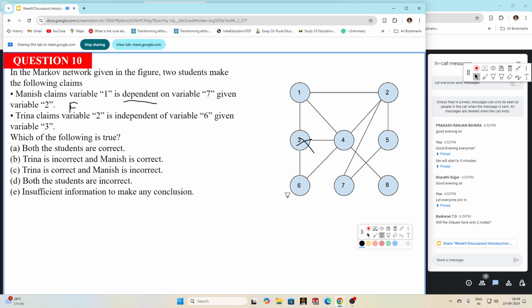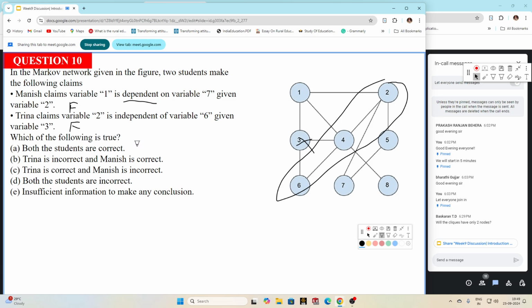Can we reach 6 even if 3 is given? Yes, we can reach 6 via 4. This is the path. If we follow this path, we can reach 6. So that means 2 and 6 are dependent. So again, this is a false statement.